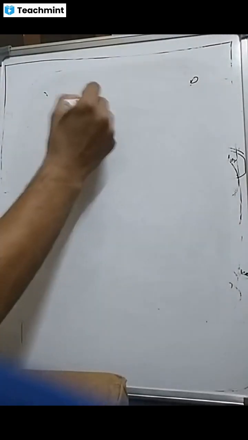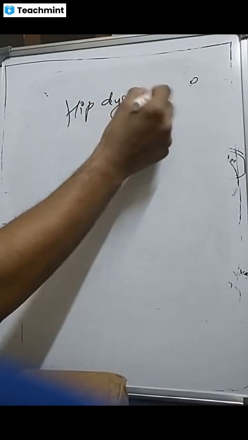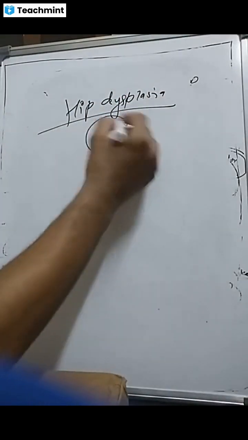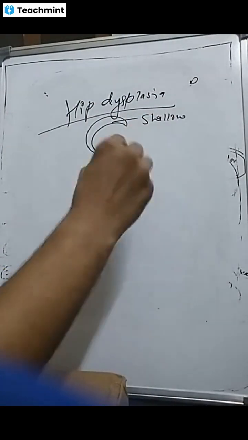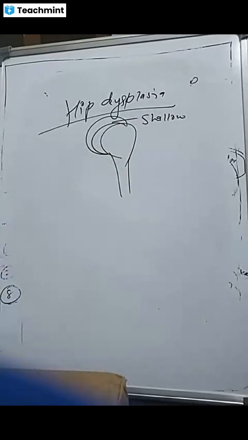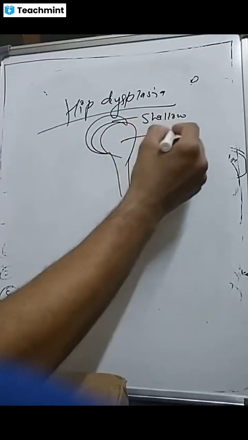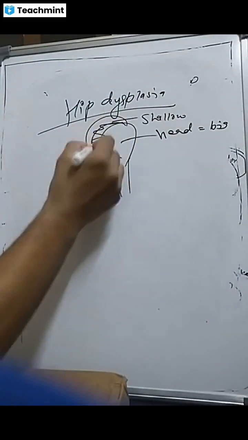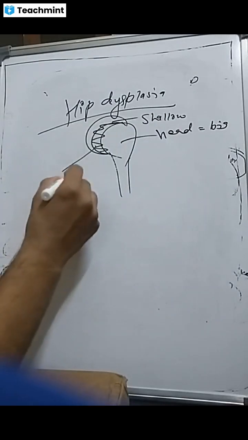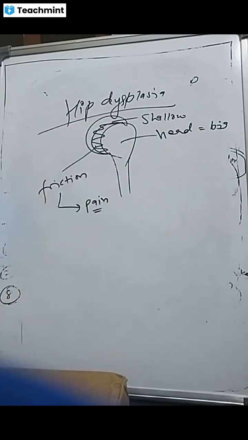In case of hip dysplasia, this cavity is shallow. This head, suppose it is big and that cavity is shallow. So what will happen? Friction that may lead to pain.